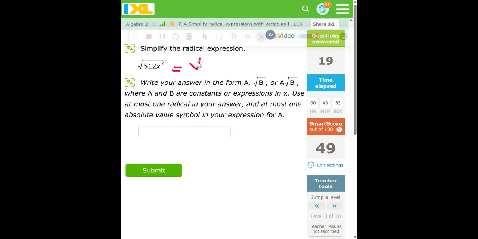Okay, square root. So you break it down: absolute value of square root of 512, and then square root of x squared. Now 512, if you put it in your calculator, take a look. It cannot come out as a whole number, so what should we do?